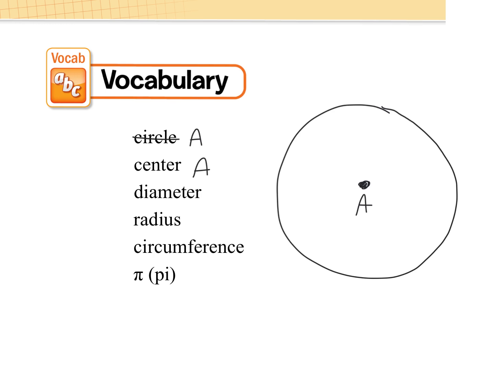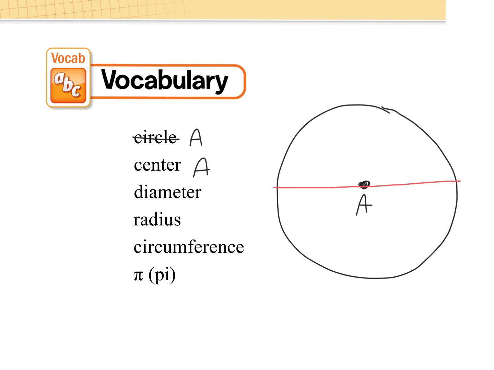Now let's talk about different parts of the circle. Diameter. Raise your hand and tell me what a diameter is. There are no sides, but I know what you're saying. It's the whole distance across. What does it go through? So, the diameter is the line that goes through the center of the circle.